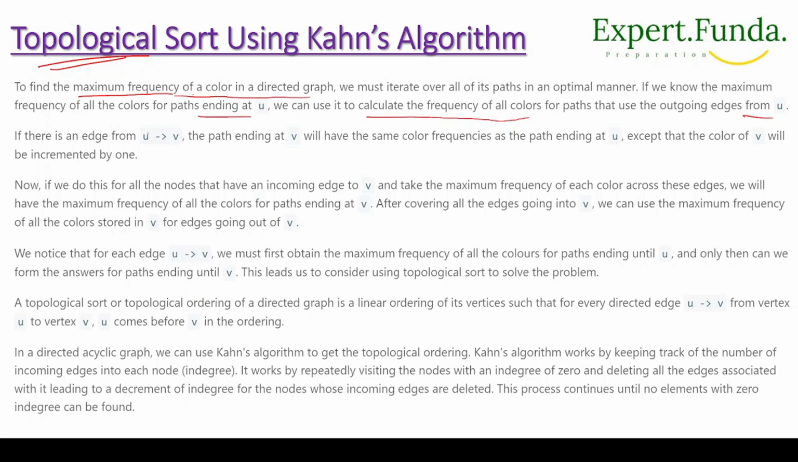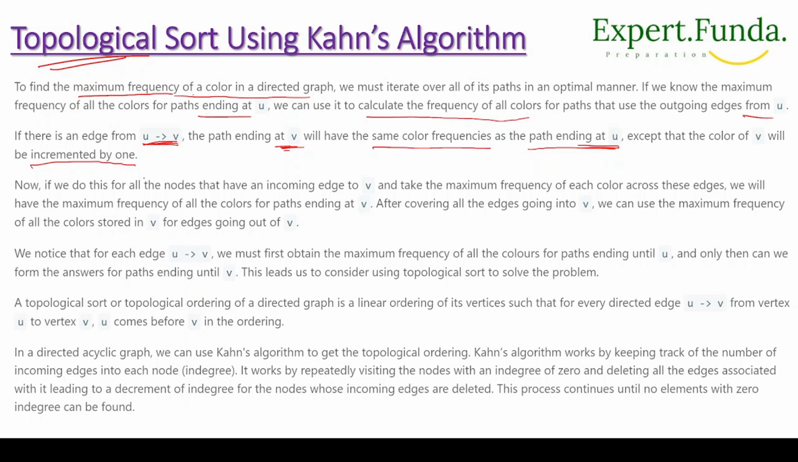Okay, so if there is an edge from u to v, the path ending at v will have the same color frequency as the path ending at u, correct? Except that the color of v will be incremented by 1. The path ending at u has the same frequency when we reach v, then we increment by 1.